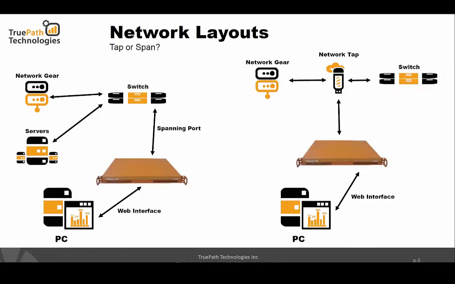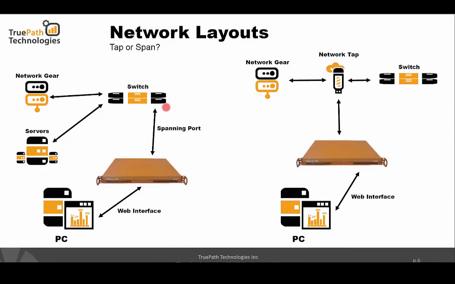So let's take a look at the network layouts. The one on the left uses what's called a spanning port. In a switch or a piece of network gear, a router, or whatnot, you can have a spanning port which basically duplicates traffic from one port or a set of ports into that particular spanning port. If you look at the left here, we have our network gear and our servers. All of that traffic going to and from that switch is going to be copied into the spanning port there that's going up and down.